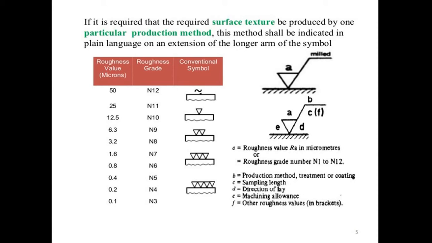B. Production method, treatment or coating. Here as shown, milled, that is milling production method is shown here. C is the sampling length, that may be cutoff length, that is 0.4 mm or 0.8 mm like that. D. Direction of lay. E. Machining allowance. F. Other roughness value in brackets. If other than Ra value is there, you have to mention the other roughness value.